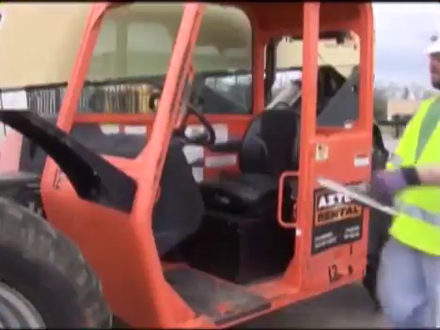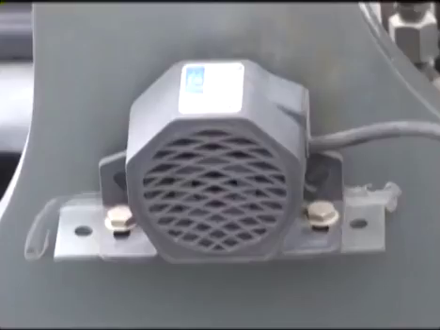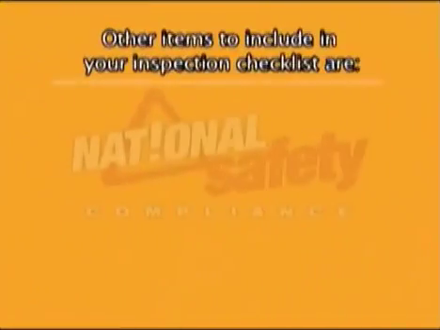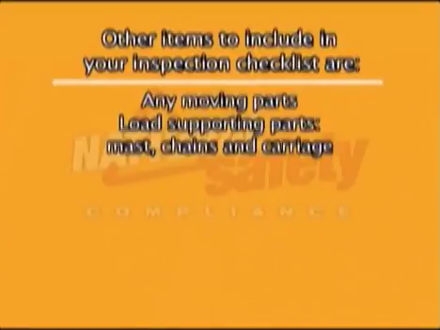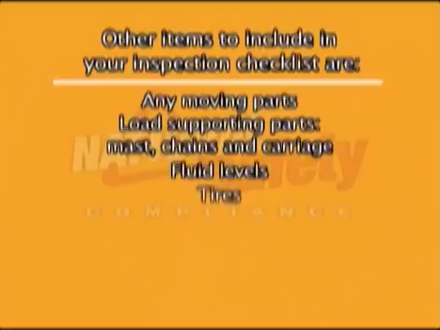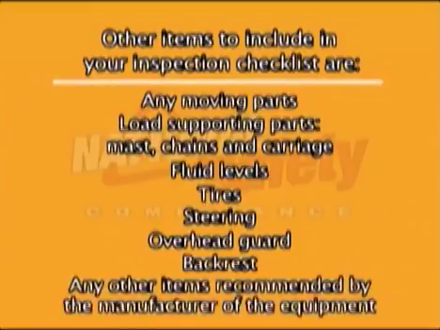The inspection checklist includes all safety items that need to be in working order. They include lights, horn, brakes, backup alarms, and seat belts. Other items to include in your inspection checklist are any moving parts, load supporting parts such as the mast, chains, and carriage, fluid levels, tires, steering, overhead guard, backrest, and any other items recommended by the manufacturer of the equipment.